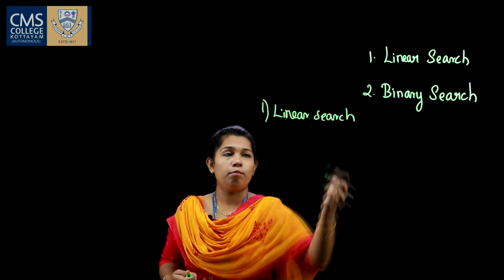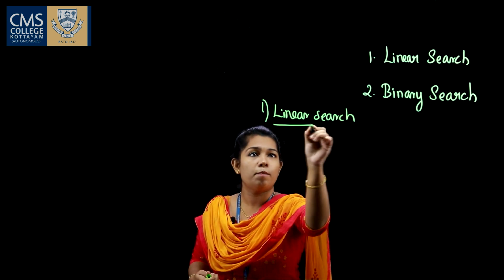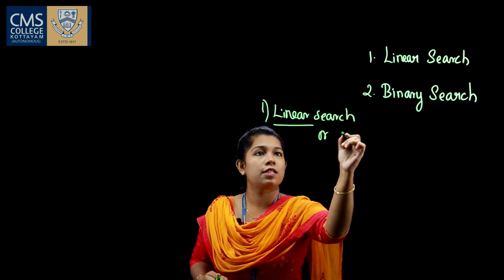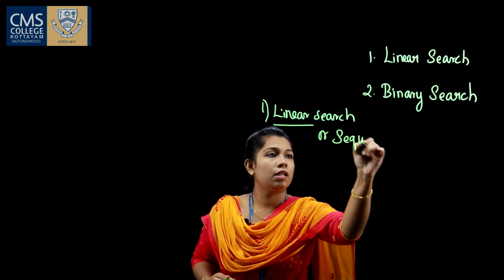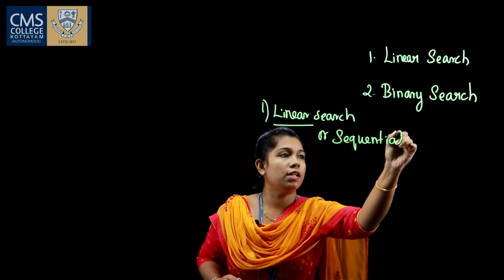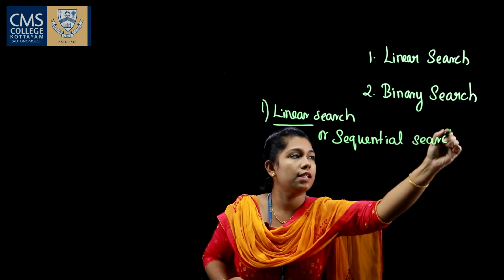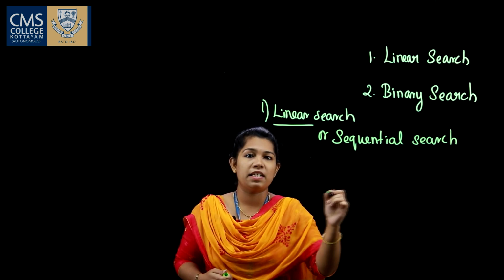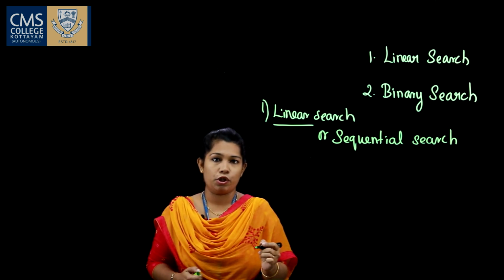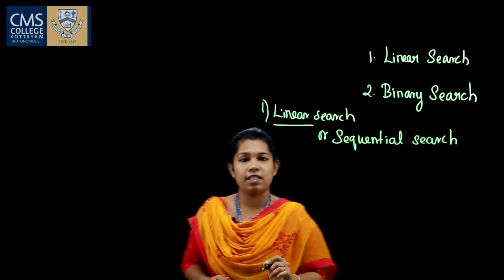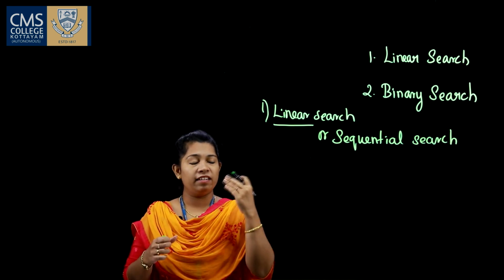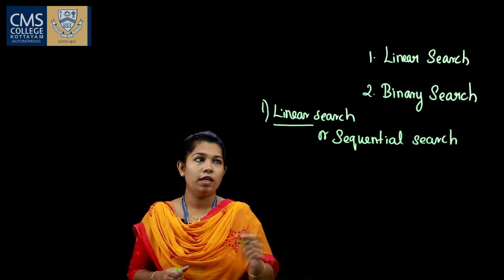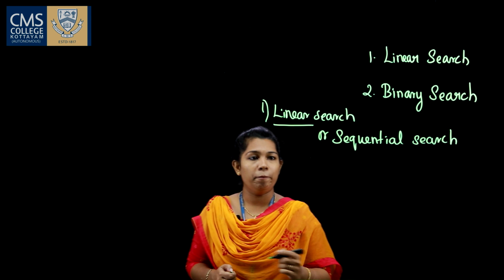From this name you can guess we are doing some operation in a linear fashion. The other name for linear search is sequential search. That is, we go step by step, one element after the other. This type of linear search can be done either on a sorted list or an unsorted list. I will show you both ways.